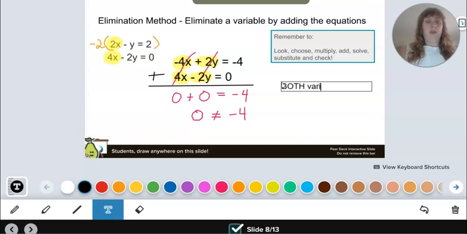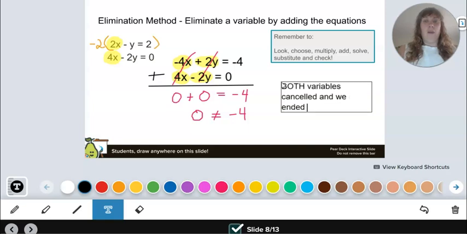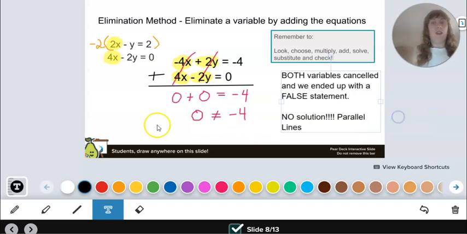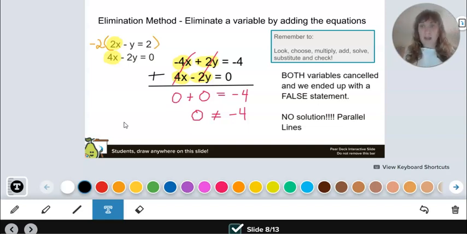So what happened here was both variables canceled, and we ended up with a false statement. So this means there is no solution, which of course means that we have parallel lines. So the last one that we saw in video 1 at the end was they both canceled, but it was a true statement. And here they both canceled, but it's a false statement. So this is no solution. Push ahead to 9 when you're ready.